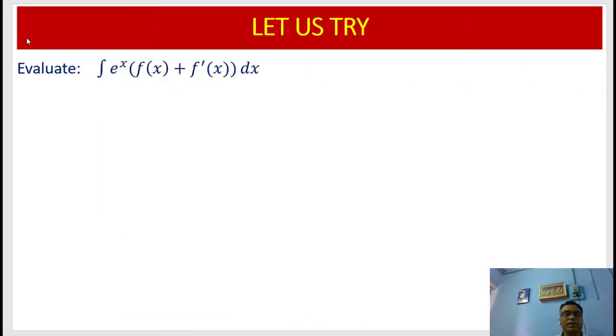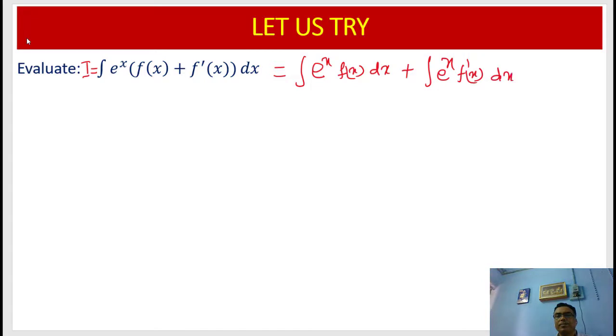Next we shall take a special design of integration, when the integral consists of e to the power x into f x plus f dash x, dx. Any question which comes in this design, what shall I do? Mark this. I write I equal to this. Integration e to the power x into f x dx along with this one, I separate, e to the power x into f dash x.